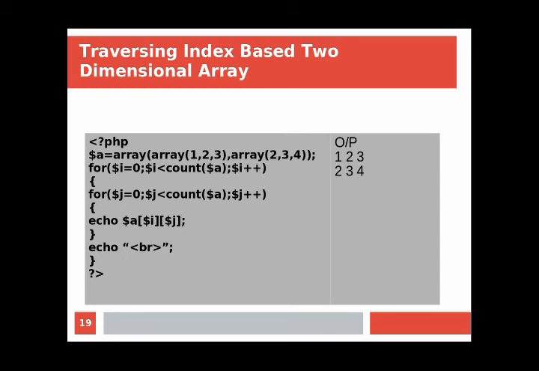Then again next time it will take the second row, that is the 2, and then again all elements from the second array as columns. So again it will take the 2, then 3 and 4. So here 3 columns are considered from the second array, hence the output is 2, 3, 4.